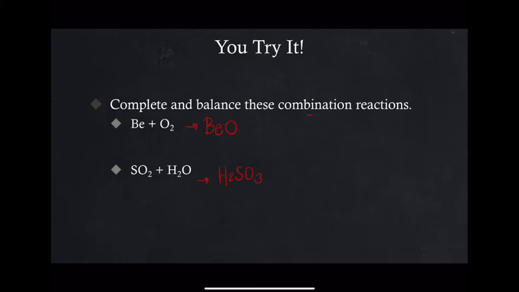So these were pretty easy. We've got beryllium oxide. Beryllium's a +2. Oxygen is a -2, so those canceled nicely. I forgot my coefficients to balance there. So if you put 2's in front of the beryllium and then the beryllium oxide, that will balance it. And then the last one makes sulfurous acid. It's a little bit different than sulfuric acid, but H2SO3, okay?